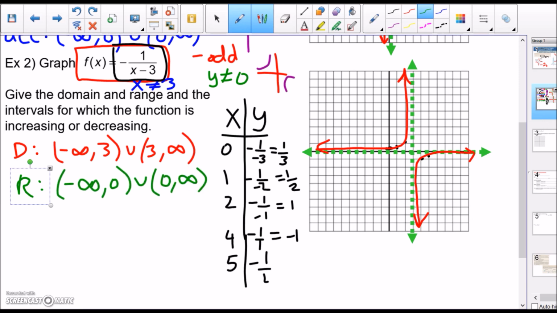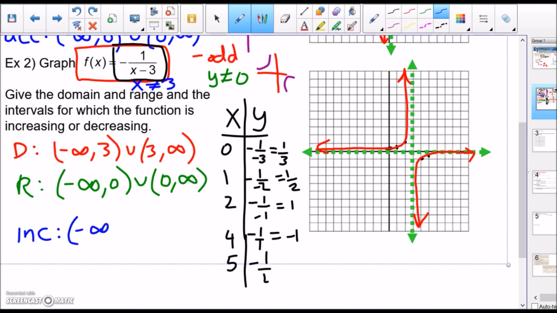And as for increasing, decreasing, check it out. Over here, it's increasing because it's going uphill. It's increasing over here as well. It's increasing the whole time. It's going uphill the whole time. So we're going to say increasing from negative infinity to 3, unioned with 3 to infinity.